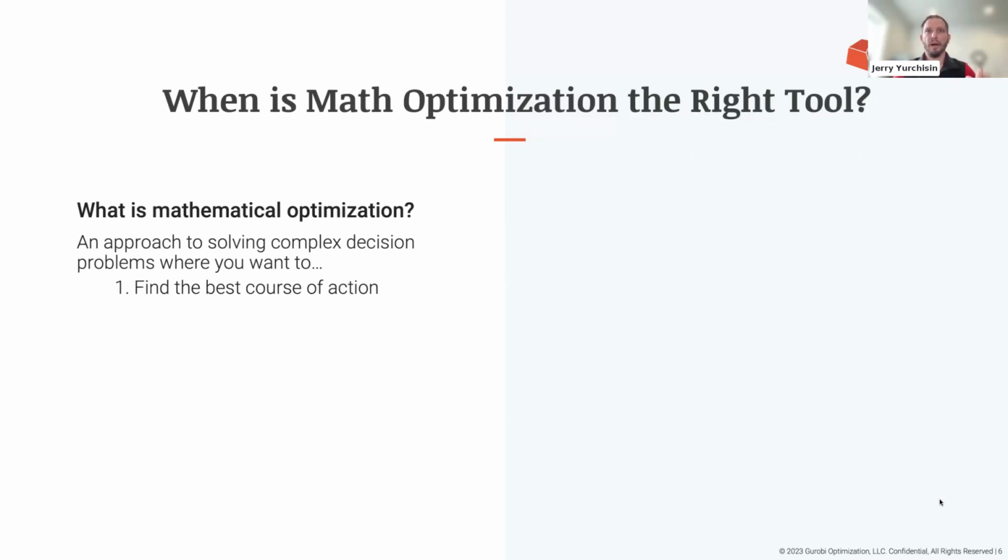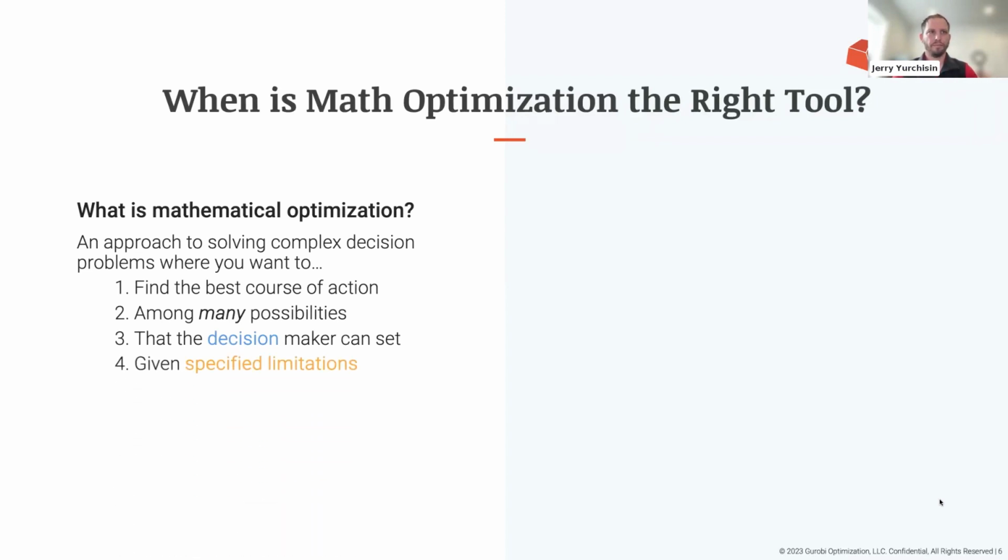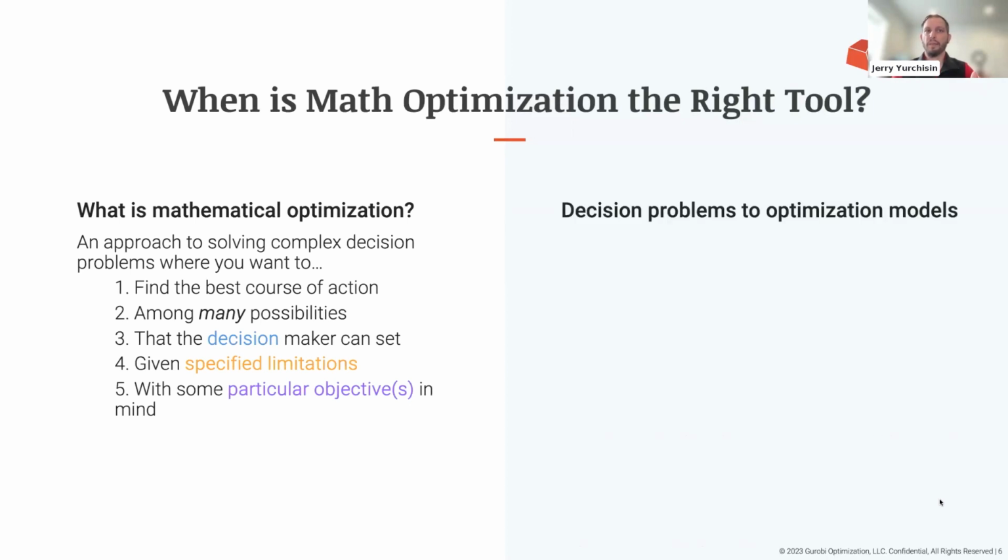One way that I like to think about machine learning and optimization coexisting together is that machine learning provides a lot of the thinking, but optimization provides the action, the decision, what to do. So you want to find the best course of action among many possibilities that the decision maker can set, so you actually have control over these decisions. You can set the number of trucks you want to use for shipping, for example. But there are specified limitations, so you have some constraints over your possibilities. You can't send 500 trucks out for delivery when you only have, let's say, 50 or 100. There's some particular objective in mind, so you would like to maybe minimize your costs or maximize efficiency. Those are the key characteristics of a mathematical optimization problem.